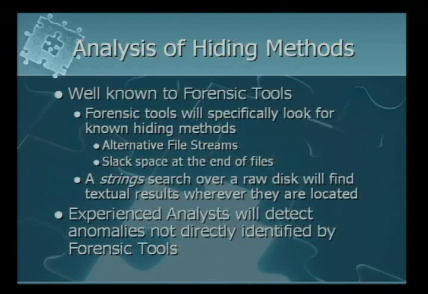We're going to do a little more analysis on each of these because it's important to think about, if you're going to hide something, how should you do it? Specifically, forensic tools know about many of these methods. Alternate file streams, they know about that. Slack space at the end of files, they know about that too, and they will flag the data as such. They'll say, hey, this data is hiding, it's an alternate file stream. It'll just show it as if it were a separate file.